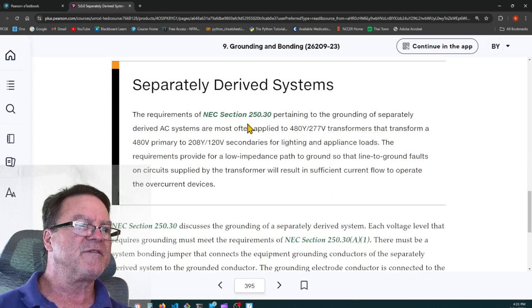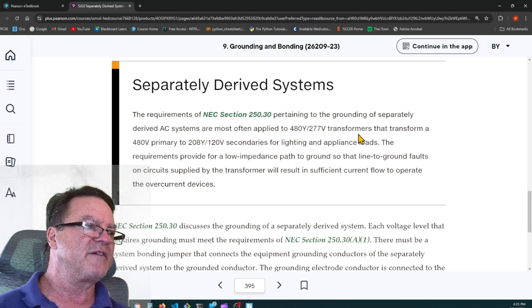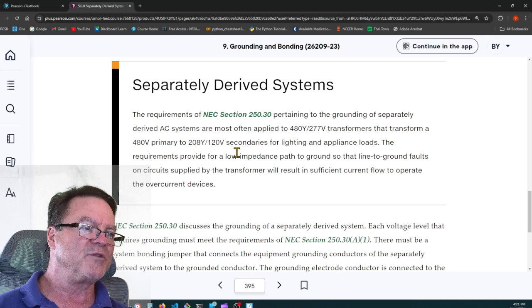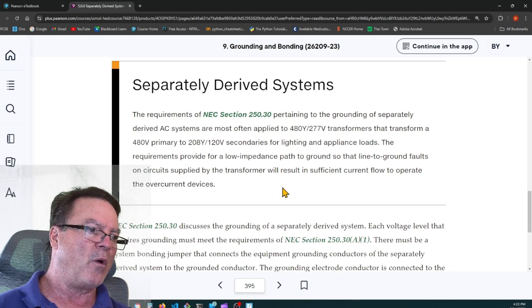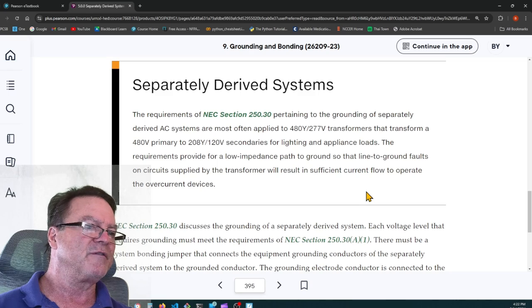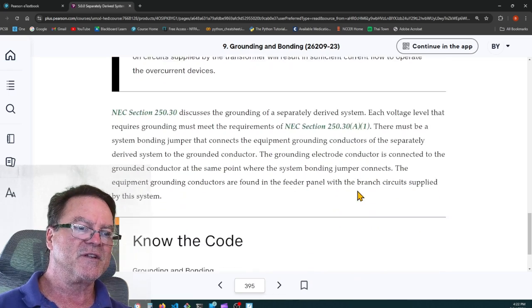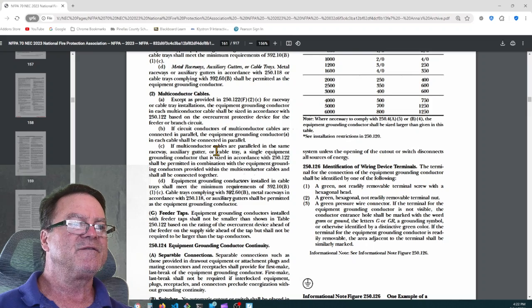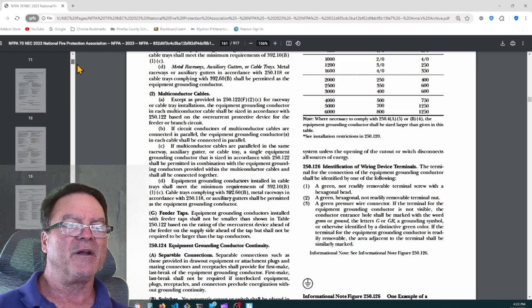The requirements of NEC section 250.30 pertaining to the grounding of separately derived AC systems are most often applied to 480Y/277 volt transformers that transform a 480 volt primary to a 208Y/120 volt secondary for lighting and appliance loads. The requirements provide for a low impedance path to ground so that line to ground faults on circuits supplied by the transformer will result in sufficient current flow to operate the overcurrent device. So it's just like a main bonding jumper, only it's for a system bonding jumper.